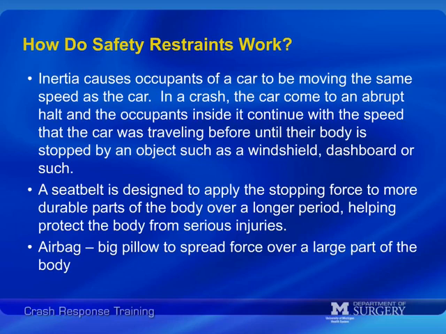Now, a seatbelt is designed to apply the stopping force to more durable parts of the body over a longer period, helping protect the body from serious injury. We prefer that the lap belt be very low down to engage the bony pelvis, which is the strongest bone in the body, and we'd like the shoulder belt to be appropriately positioned over the clavicle. The airbag is a big pillow which is designed to spread the arresting force over a large part of the body so that those forces that are potentially injurious are not concentrated.